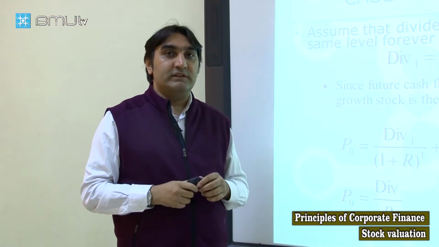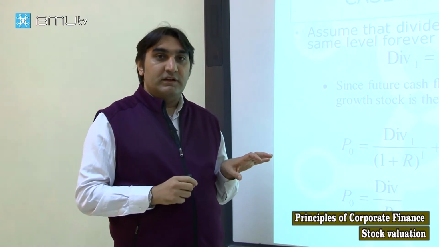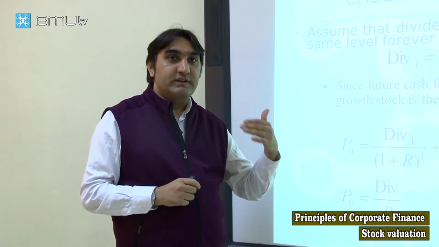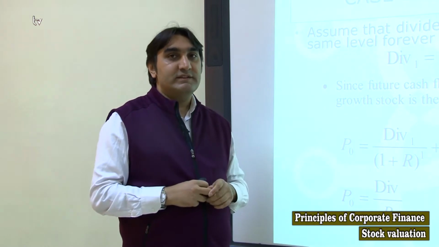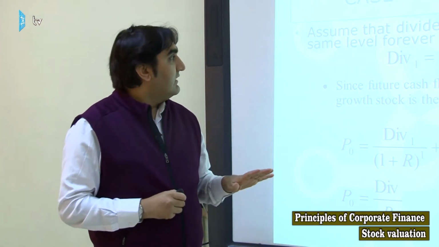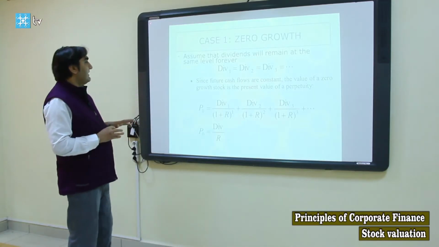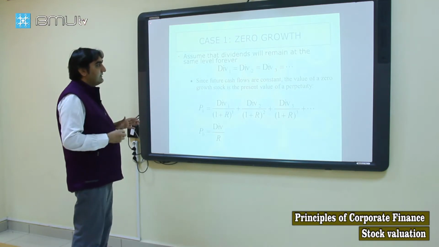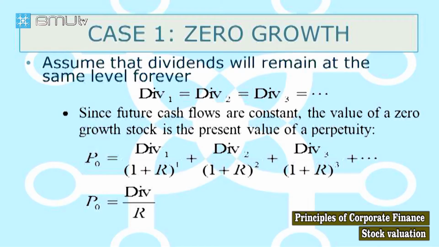These dividends may grow in three scenarios. One is that the dividend is constant. So assume that dividends will remain at the same level forever. That is, the expected dividend in the first period, D1, equals the dividend in the second period, and so on forever.